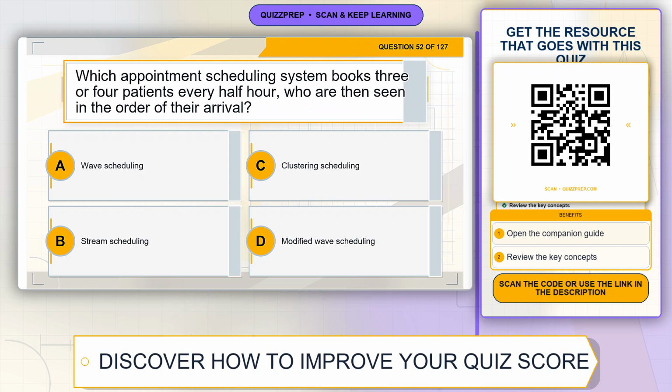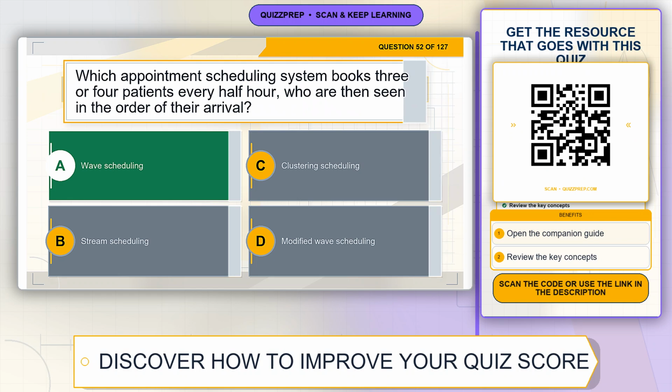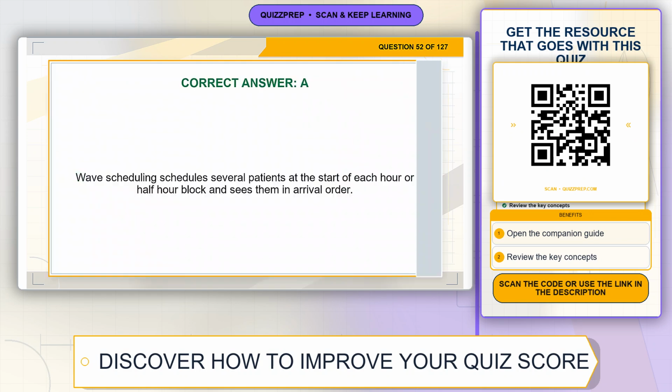Question 52. Which appointment scheduling system books 3 or 4 patients every half hour, who are then seen in the order of their arrival? Option A, wave scheduling. Option B, stream scheduling. Option C, clustering scheduling. Option D, modified wave scheduling. The correct answer is option A, wave scheduling. Explanation. Wave scheduling schedules several patients at the start of each hour or half-hour block and sees them in arrival order.